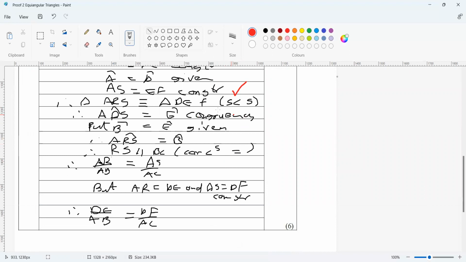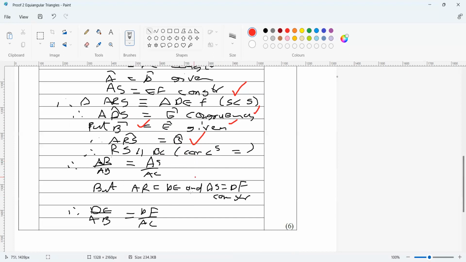And then from the congruency, we will get our mark. We will say angle ARS equals angle B, and this is crucial because that makes a link. And then the corresponding angles and the parallel lines will give us a mark as well.